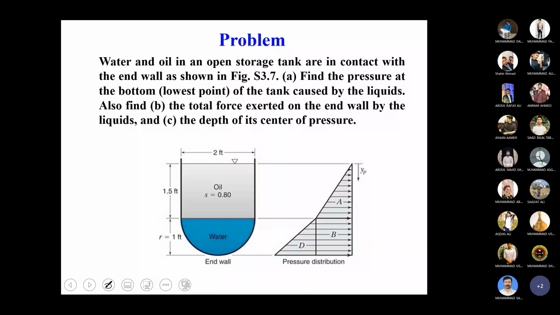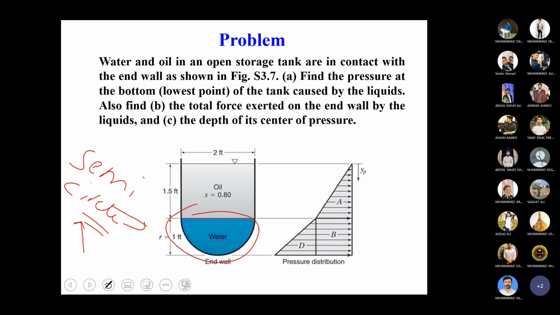Okay, so we will solve one last problem related to these curved surfaces. Okay, so the concept is the same as the previous one. However, in this problem we have oil instead of air, and also the shape of this storage tank is a semicircle at the bottom. So this is a semicircle, which means we are going to use the centroid formula or moment of inertia formula for a semicircle.